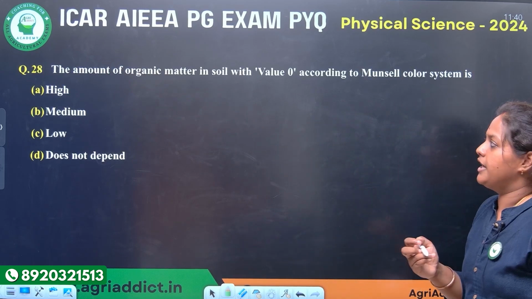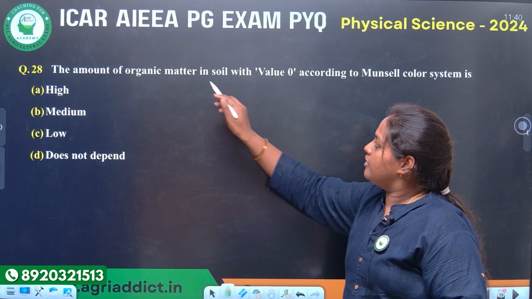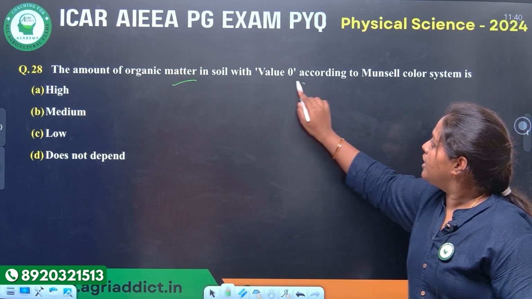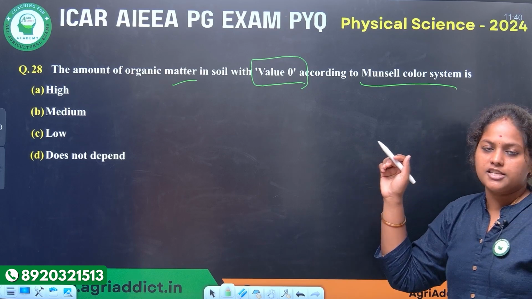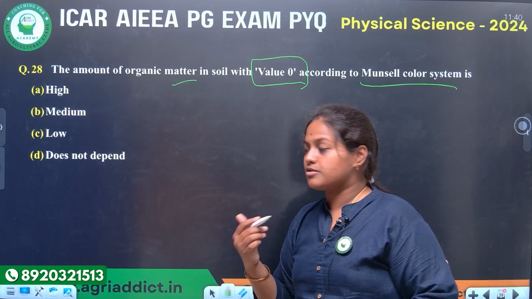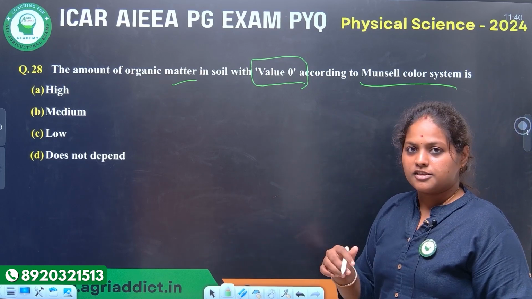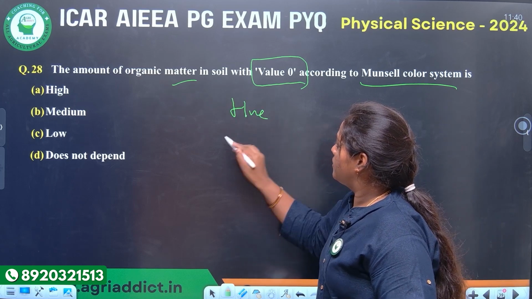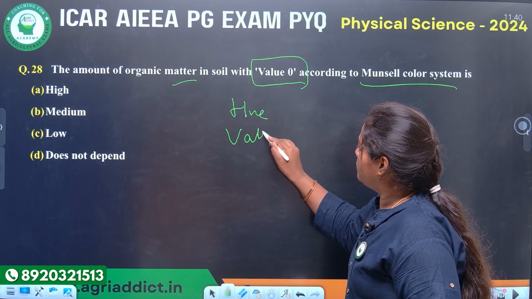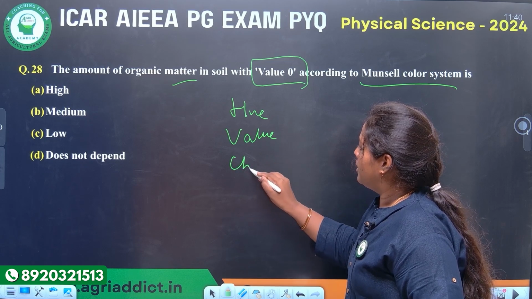Question number 28. The amount of organic matter in soil with value 0 according to the Munsell color system. Munsell color chart is what we will use to identify the soil color. In the Munsell color chart, we know there are three components: hue, value and chroma.